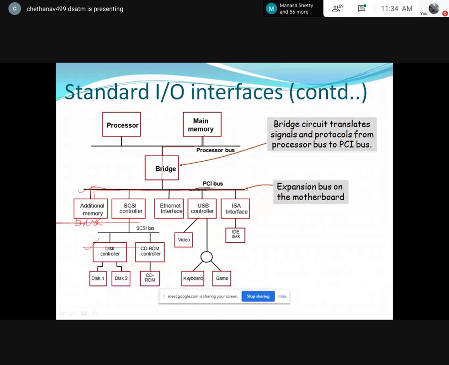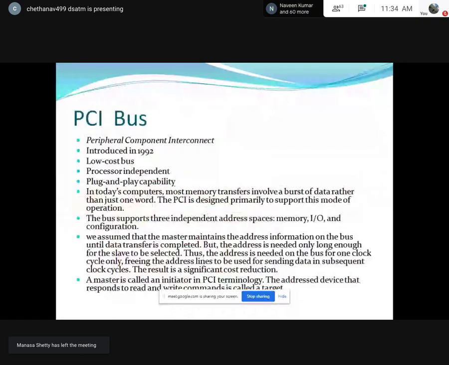You can make out here that along with this PCI bus we have some other buses: a USB controller and SCSI. Those two concepts we will discuss in further topics. Now, in today's class we are going to add a small piece of information regarding PCI.